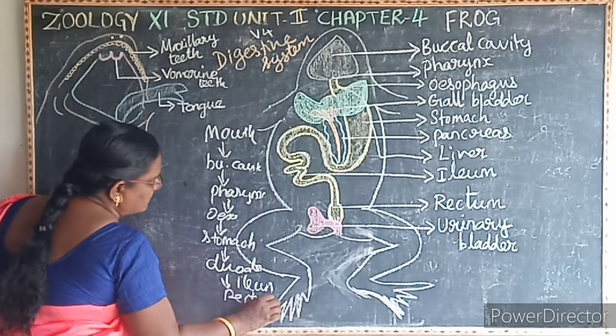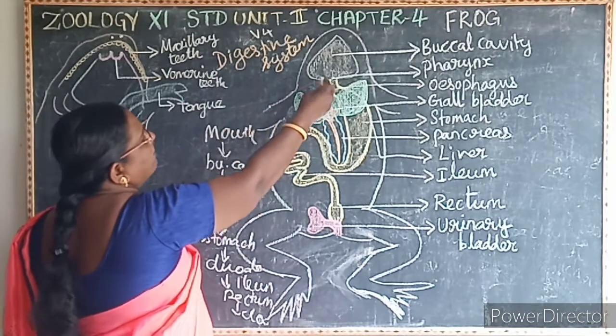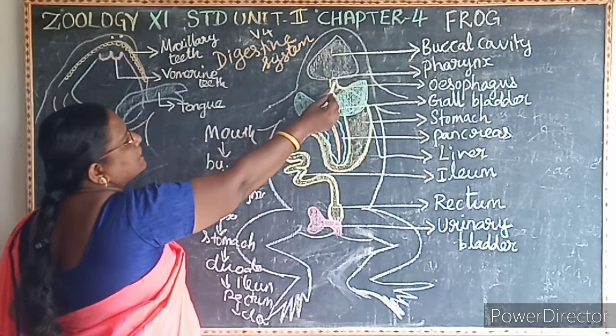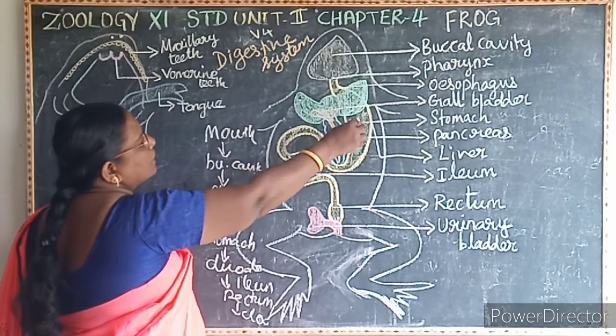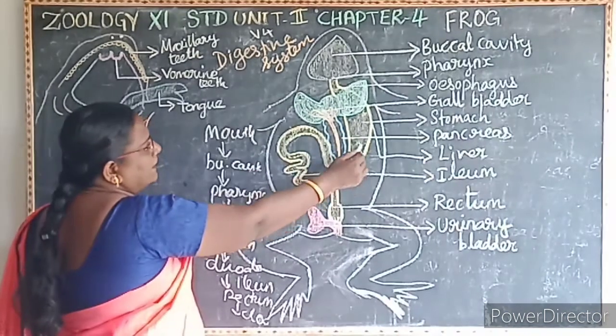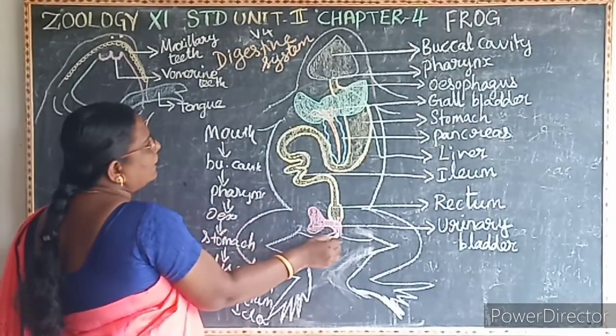So what does the alimentary canal consist of? First, the mouth. The mouth leads into the buccal cavity. The buccal cavity leads into the pharynx. The pharynx leads into the esophagus. Then the esophagus leads into the stomach. Then the stomach leads into the duodenum, ileum, rectum and cloaca.